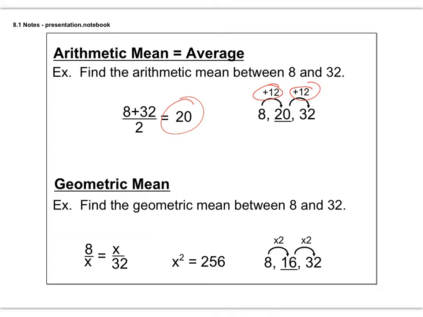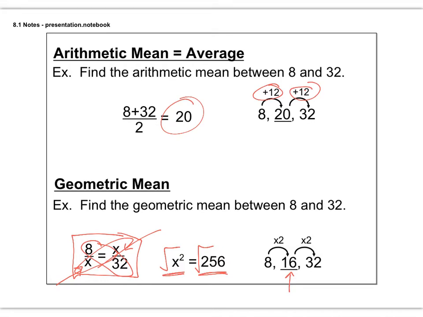The geometric mean, you're trying to figure out what is the number that would balance out this equation. And it has to be the same number in both of these spots. So you use a technique that you learned in Geometry A called cross multiplication. You multiply the x's, you get x squared. 8 times 32, you get 256. Take the square root and you get x equals 16. So 16 is the geometric mean between 8 and 32.